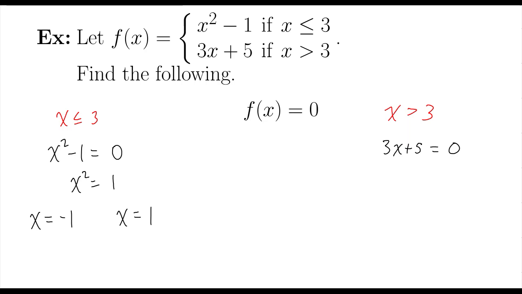Okay, on the right, subtract 5 from both sides. 0 minus 5 is negative 5. And then divide both sides by 3. Negative 5/3. Or if you prefer, you can say negative 1.67.